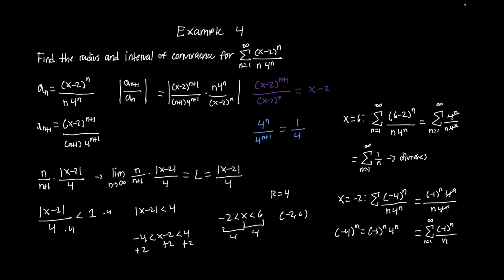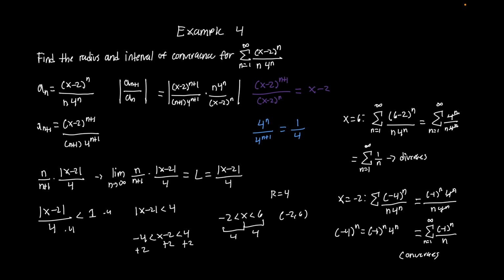Well, this is an alternating harmonic series, right? Take the absolute value, and you'll get 1 over n. You know 1 over n gets smaller, so it is less than the previous term. It is decreasing, and you know the limit of 1 over n is just 0. So you notice it converges. So we do include x equals negative 2, so I'll just write converges on the bottom.